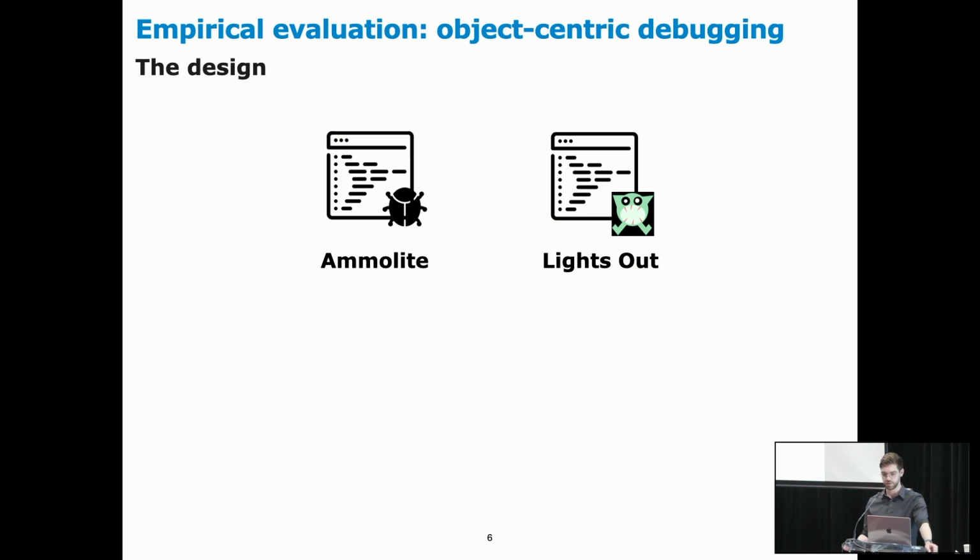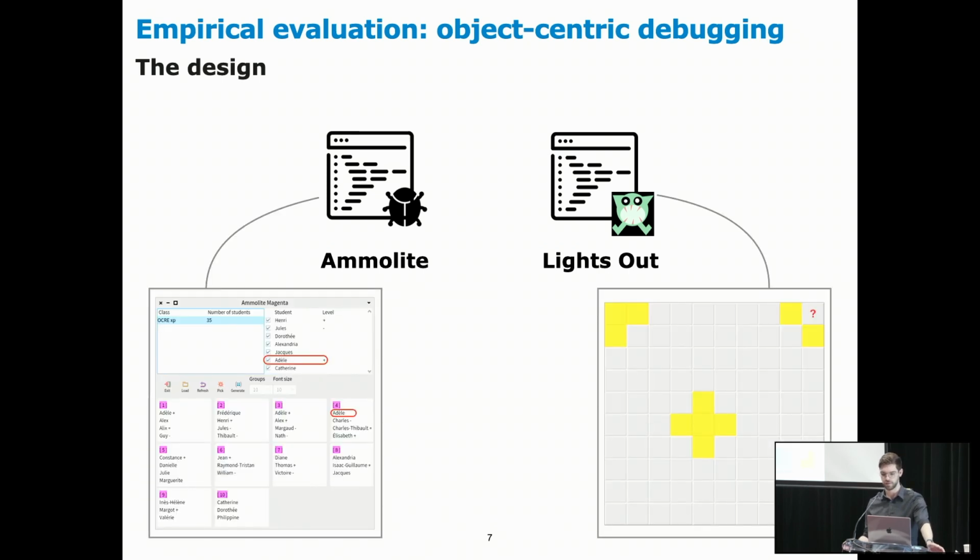Our empirical evaluation was composed of two tasks. One which is named Emolite, and the other one which is named Lights Out. Emolite is an application made to sort students into different groups depending on their level. And Lights Out is a game composed of small tiles that represent light switches that you can switch on and off. And the goal is to switch on all the lights, but the one in the right corner doesn't want to be switched on. So that was the problem to solve.